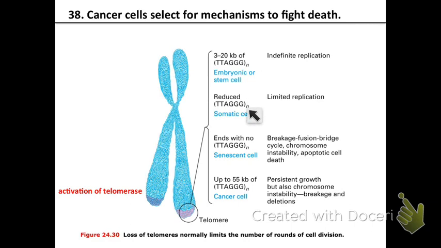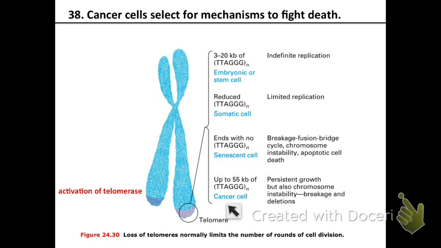In somatic cells, so these are our skin cells, liver cells, etc., the cells that aren't germ cells, you have a reduced number of these telomere repeats, and they are capable of replicating, but a limited number of times. In senescent cells, which are cells that will no longer divide, you basically have none of these repeats at the telomeres. And so these cells live for a while and die.